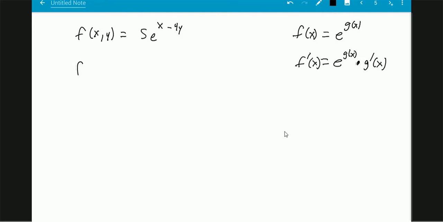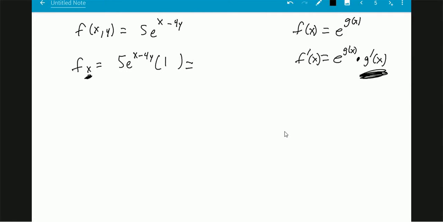Okay, they ask us to do the derivative with respect to x here. So this is 5e to the x minus 4y. I'm going to rewrite it, and then I need to multiply times the derivative of the exponent. So I need the derivative of x minus 4y, but remember now, we're doing f sub x, so we need to do that with respect to x. The derivative of x is 1, the derivative of negative 4y would be 0, because there's no x in that term. So in essence, we just get 5e to the x minus 4y.